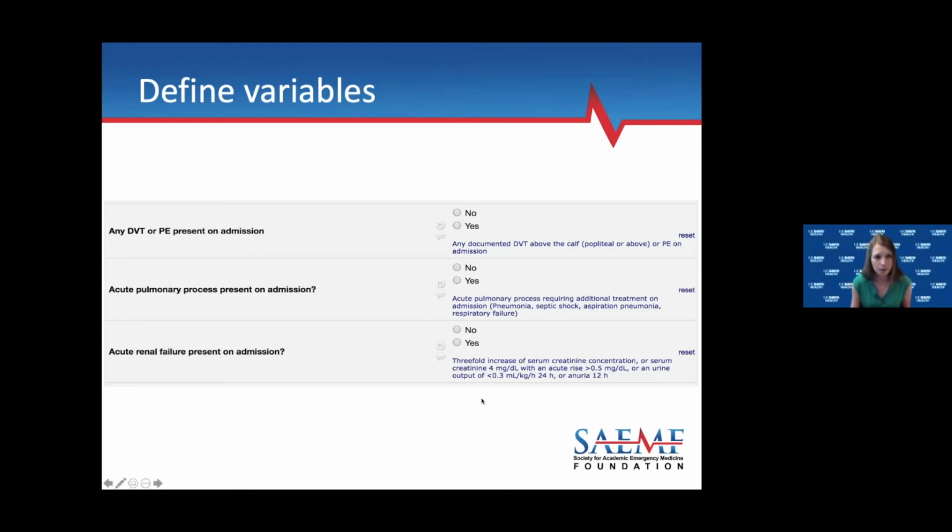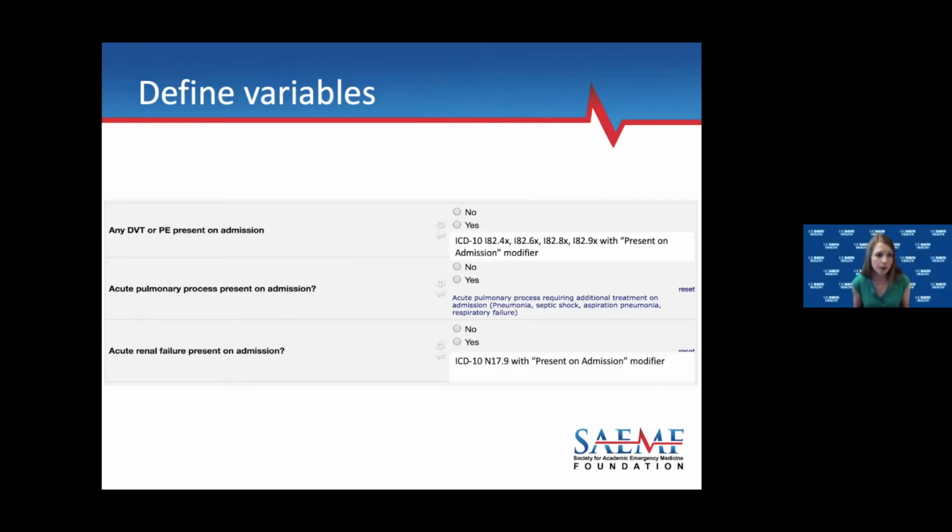You'll notice that I put my no's and yeses in the same order rather than yes, no, no, yes for subsequent questions. And you can see here that I clearly define variables. So any DVT or PE present on admission, any documented DVT at the popliteal or above, or any PE on admission. And the same for the next two questions. Acute renal failure is very clearly defined rather than just leaving it up to the abstractor to decide what they consider to be acute renal failure.